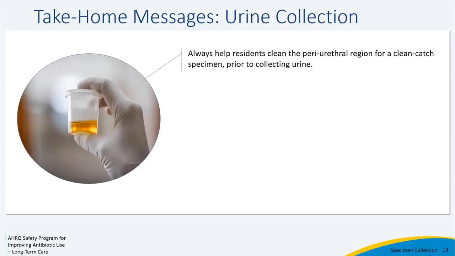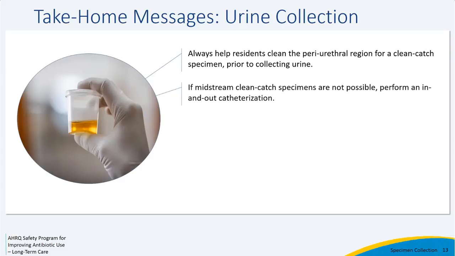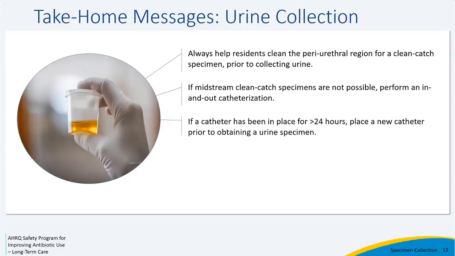Always help residents clean the periurethral region for a clean catch specimen prior to collecting urine. If midstream clean catch specimens are not possible, perform in and out catheterization for female residents or use a condom catheter for male residents. If a catheter has been in place for more than 24 hours, place a new catheter before obtaining a urine specimen.